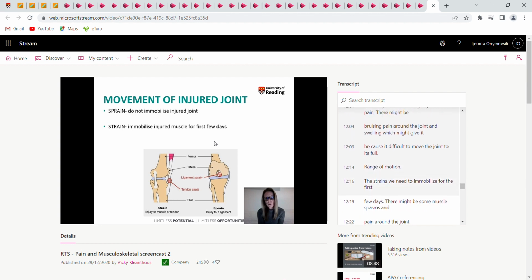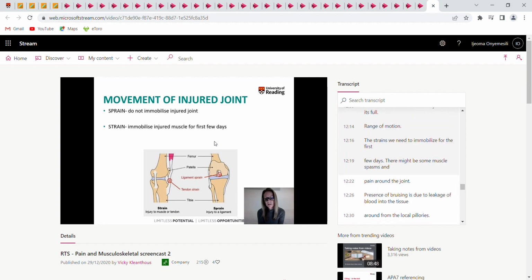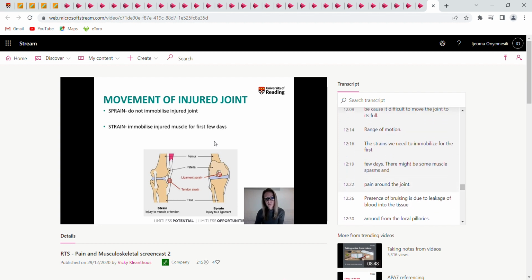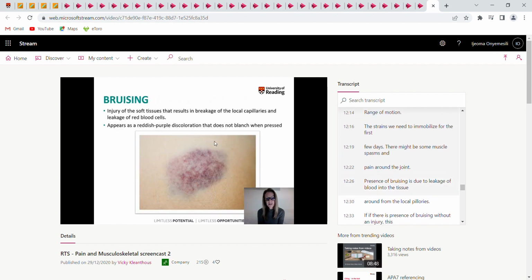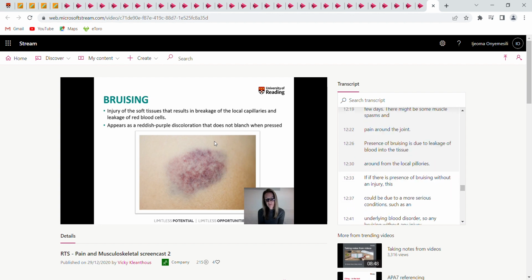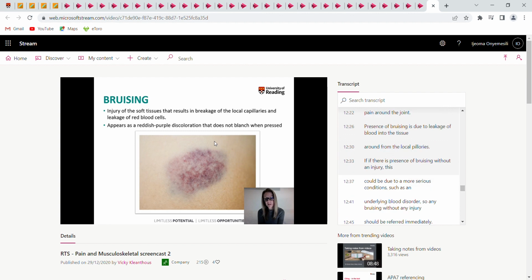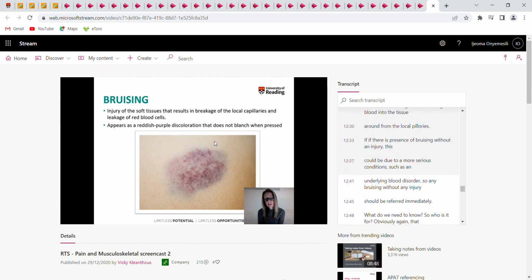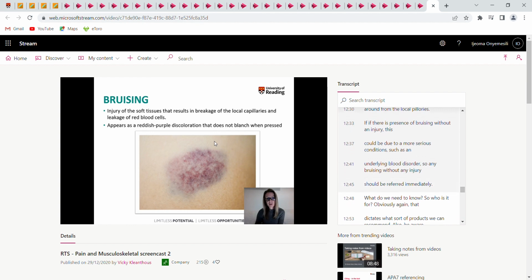For strains, we need to immobilise for the first few days. There might be some muscle spasms and pain around the joint. Presence of bruising is due to leakage of blood into the tissue from the local capillaries. If there is presence of bruising without an injury, this could be due to a more serious condition such as an underlying blood disorder. So any bruising without any injury should be referred immediately.